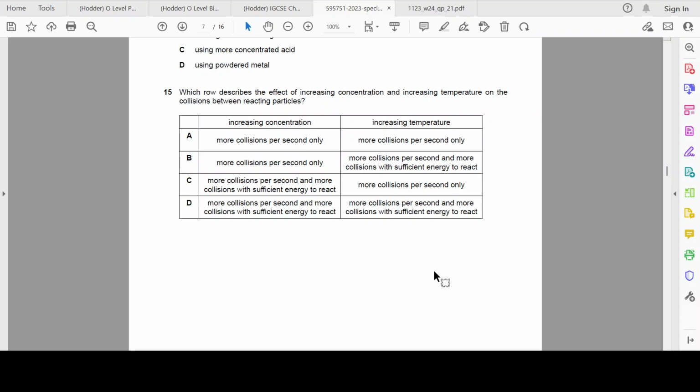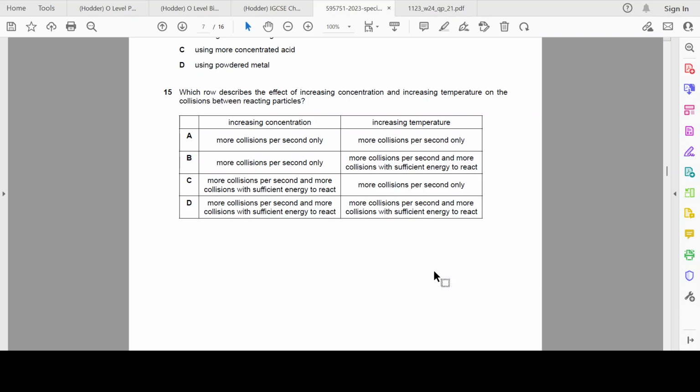Okay, so C says for increasing concentration, more collisions per second and more collisions with sufficient energy. Right, so I believe that you are saying that they're incorrect because for concentration, they're saying that the collisions will have sufficient energy. Yes. So you immediately remove C and D. I would say that your approach is correct.